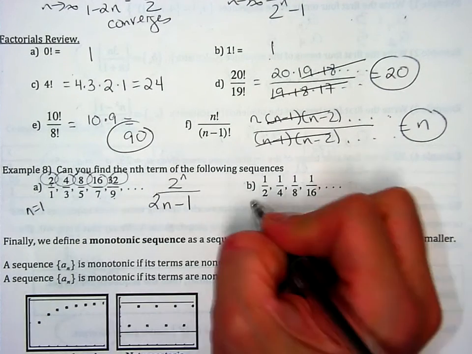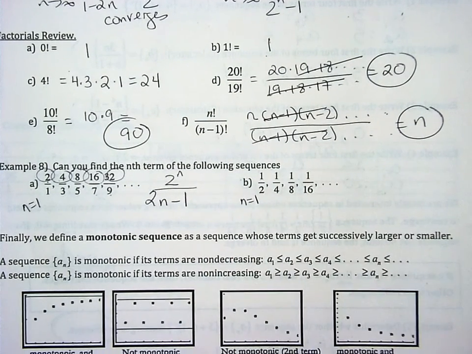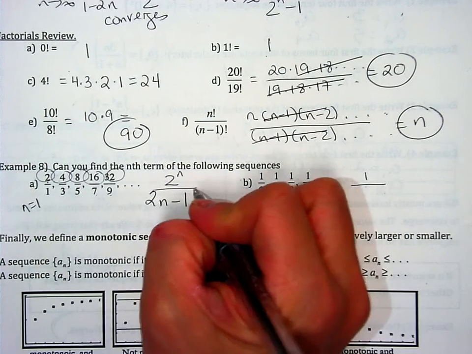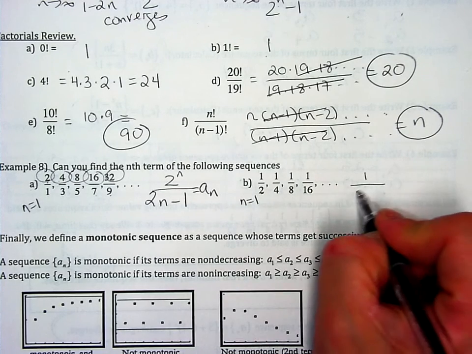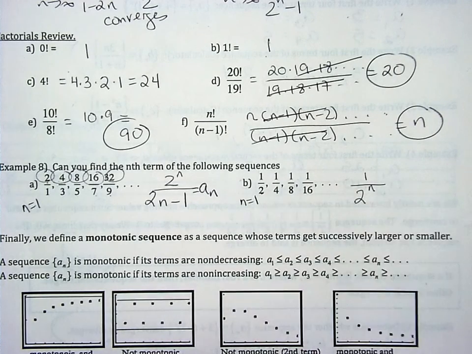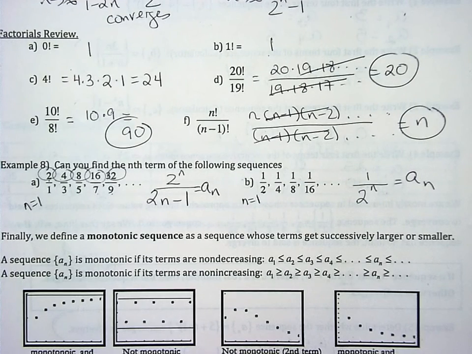The second one, again, your n should always start at 1. The top is always 1, so this is our general term. The bottom, notice our powers of 2, so this is 2 to the n. So our general term is a sub n equals 1 over 2 to the n.